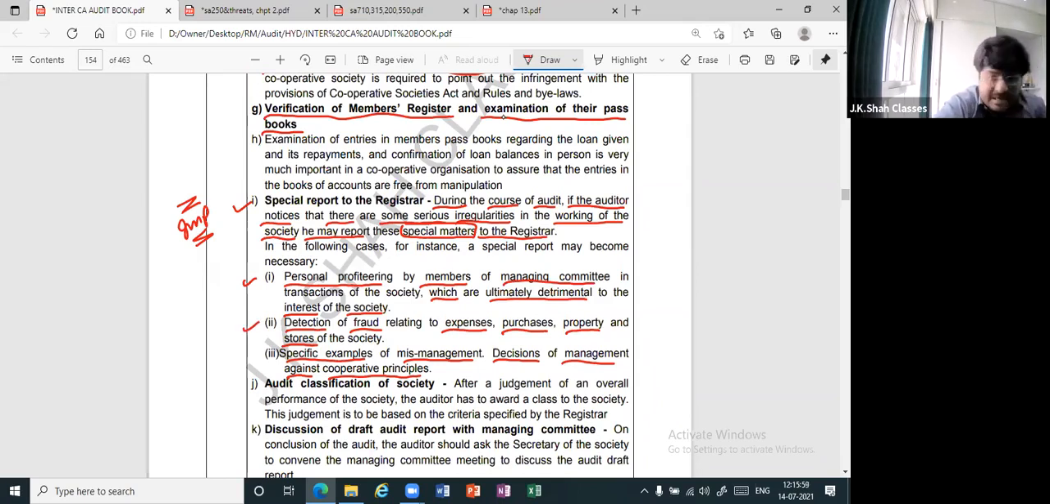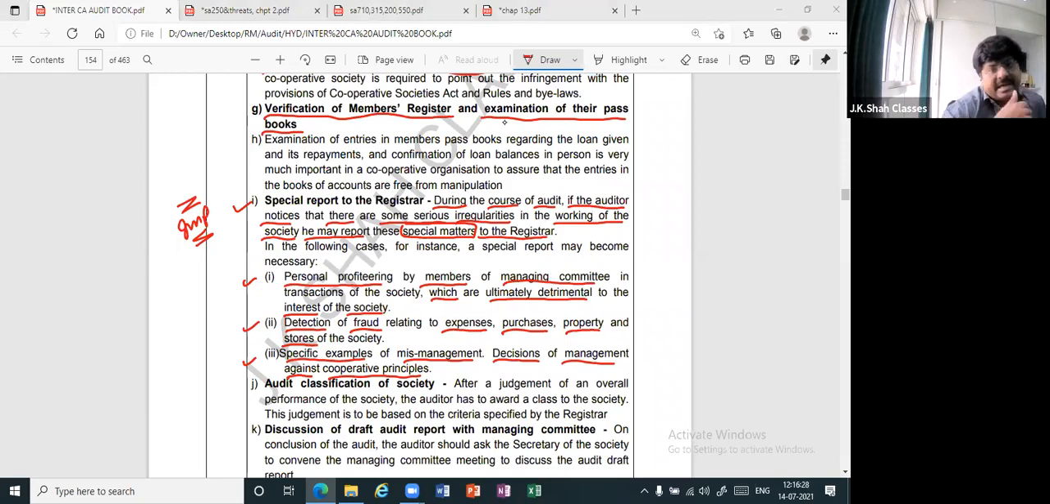Next is detection of any fraud with respect to expenses, purchases, property, stores. It may happen that they take money, but they will buy something at prices which are not reasonable. For a simple example, if something costs 100, they may show a bill of 150. So 50 rupees will go in their pocket, no? And lastly, specific examples of mismanagement, decisions taken by management against the cooperative principles.